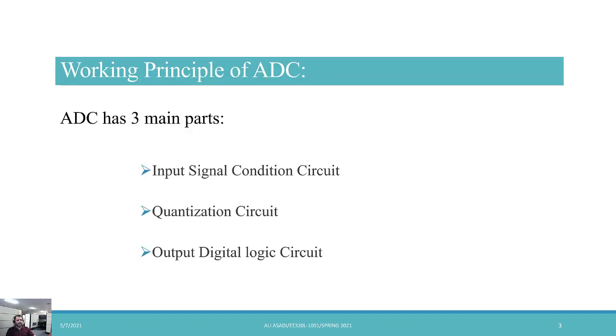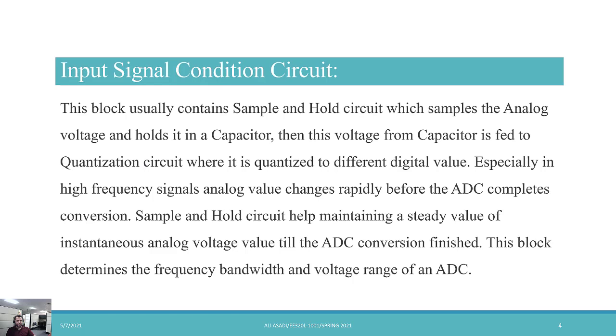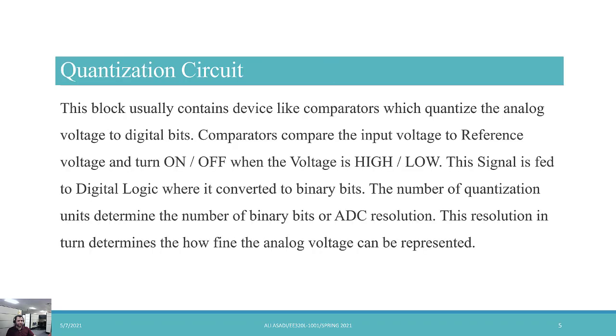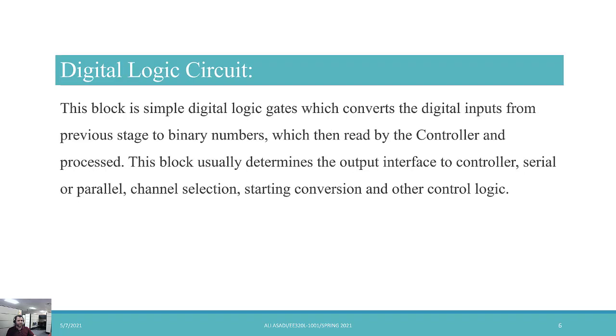There are three main parts for ADC devices: input signal condition circuit, quantization circuit, and output digital logic circuit. Here I explained every block in detail, and I'm not gonna go through them. This is just more details about the ADC device's main parts.